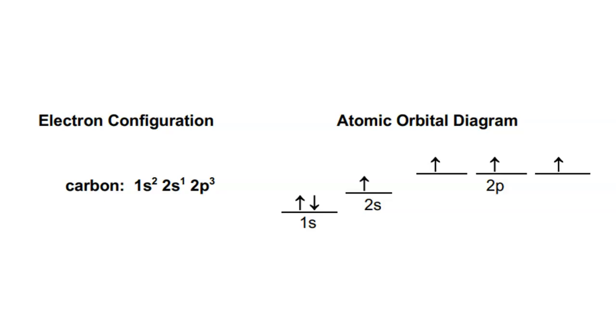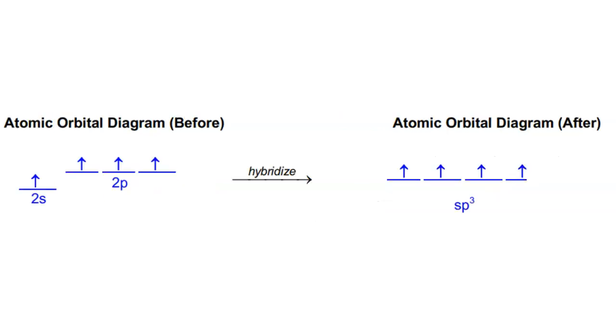Since the 2px, 2py, and 2pz orbitals lie on the x, y, and z axes, the bond angles formed from these orbitals should be right at 90 degrees. Your VSEPR predicts the geometry is tetrahedral with a 109.5 degree bond angle, and that's what they identify it with.